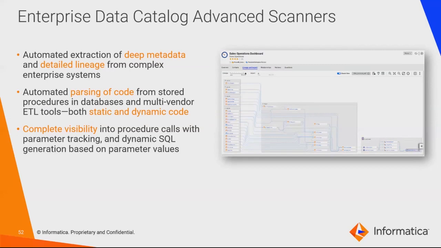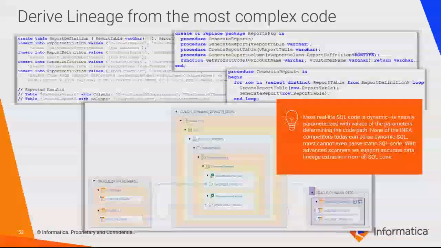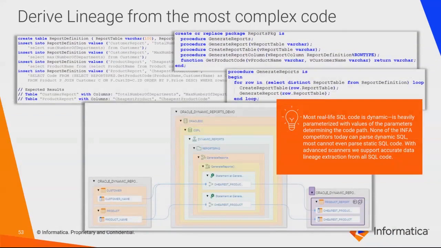These scanners can parse stored procedures, SQL scripts, code that exists in mainframes, or any statistical tool, or the end-to-end data lineage that resides in these systems. Enterprise Data Catalog advanced scanners extract detailed data lineage from complex systems and tackle the most stringent data lineage requirements. Now look at this example where we're talking about the complexity of the SQL code. There's no other vendor today who can scan dynamic SQL. There are many vendors who cannot scan even static SQL code. Informatica is the only player in the market today who can scan the overall SQL from the data lineage extraction perspective.